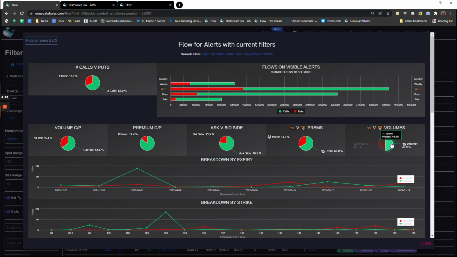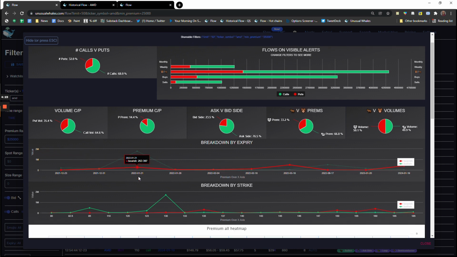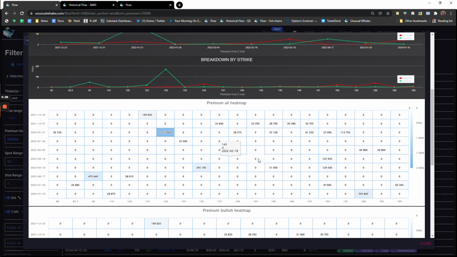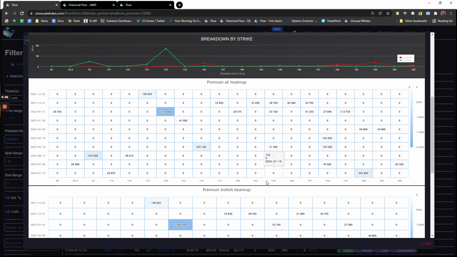It's not comprehensive, but it lets you know, for example, if you see that it's 75% bearish, when you're thinking about buying calls, you're going to get nowhere near that play. And then down here we have the breakdown by expiration, the breakdown by strike. Here's a heat map where you can kind of see what they're targeting on the dates by the premiums.